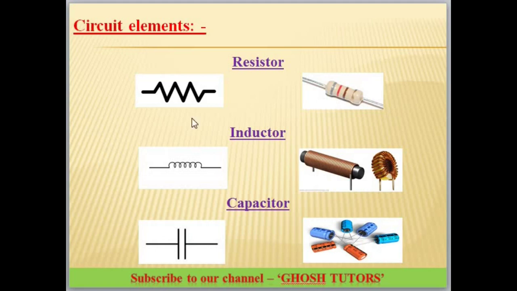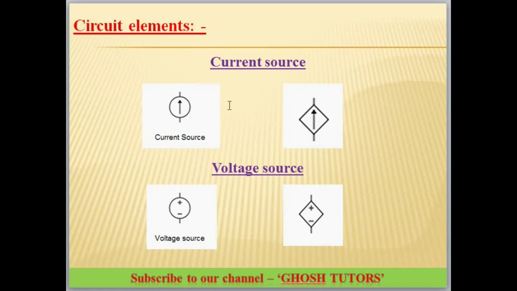So next is current source. In the circuit you will see current source by this symbol. This is an independent current source. If there is a dependent current source, then it is shown by this. Similarly, in voltage source also, this is an independent voltage source, and this is a dependent voltage source. A dependent source will be shown like a square, and the independent voltage source or current source will be shown in a circle.